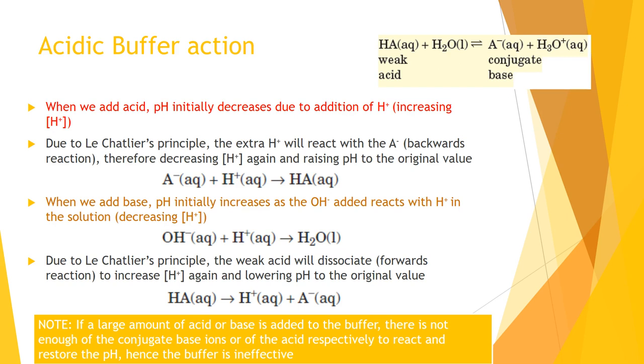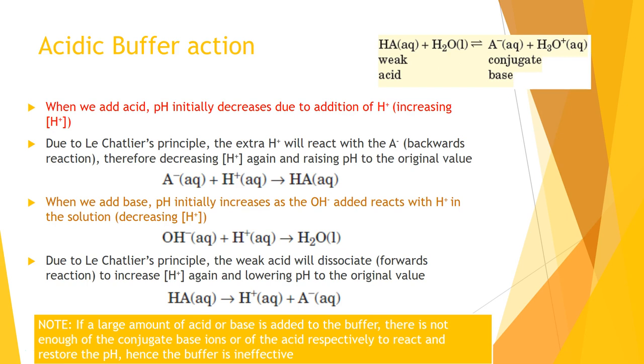So, when we add acid, the pH initially decreases due to the addition of H+, then the equilibrium will shift due to Le Chatelier's principle. The backwards reaction will occur, consuming that H+ and returning the system to close to its original pH. With a base, the pH initially increases, but then the OH- reacts with the H+ in solution. Due to Le Chatelier's principle, because the H+ has decreased, the forward reaction will occur, recreating H+ ions in solution, which will drive the pH back down towards its original pH.